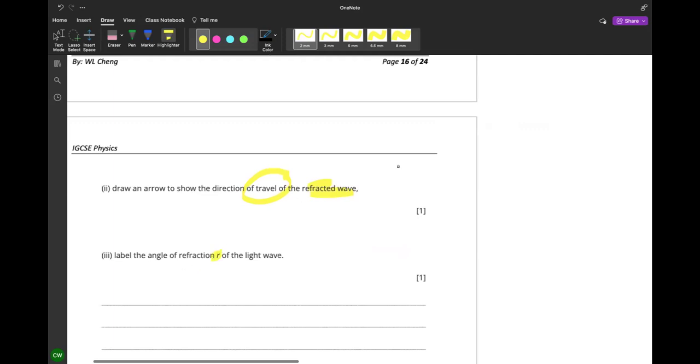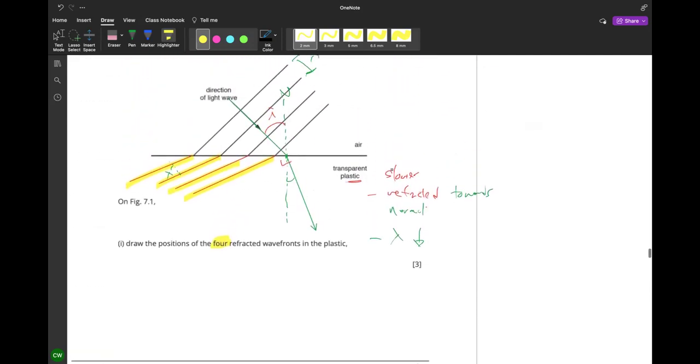Label the angle of r. So do you know where the r is? r is here. This is the r. Okay, so this is the angle of refraction. And this is called the angle of incidence. Angle of incidence, angle of refraction. So there are two. Okay, so what we want is actually this line, this one.